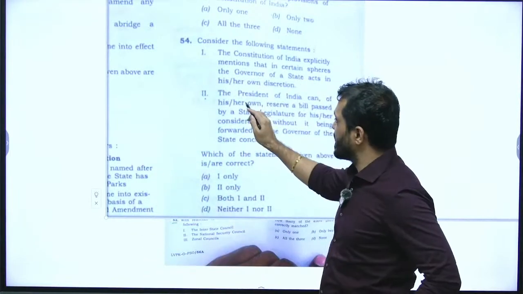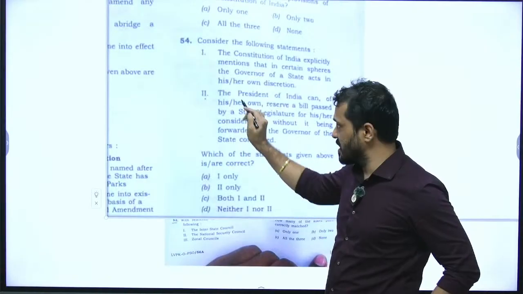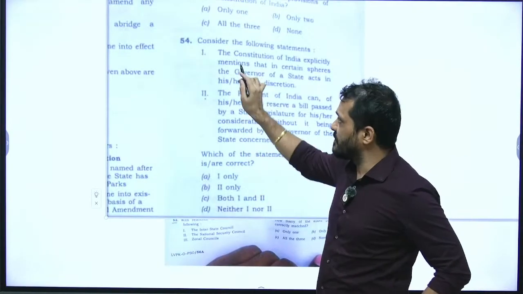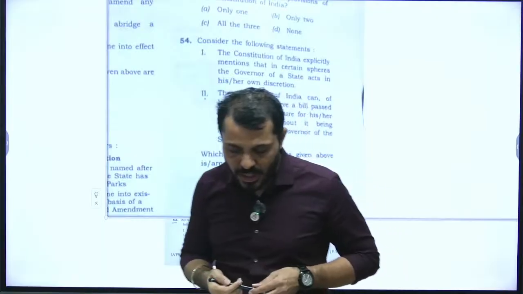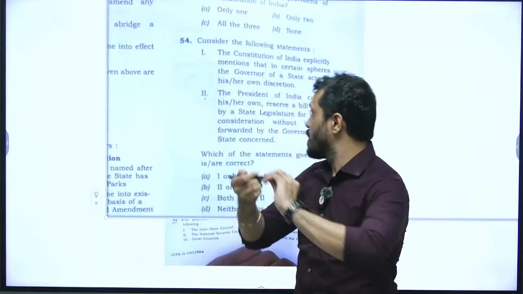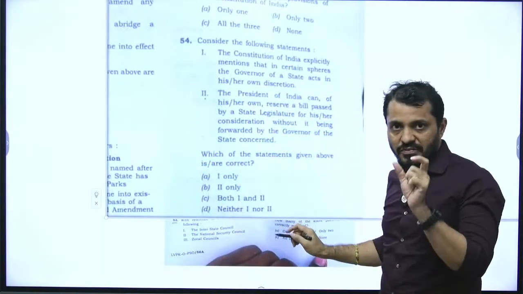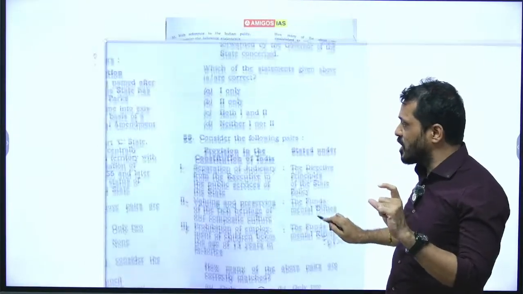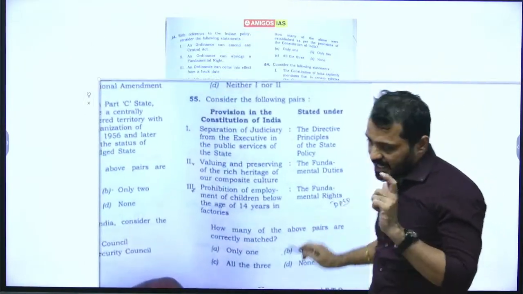But that special condition is not mentioned here. That is the reason this statement is incorrect, and the first statement is the right one. So 54 is one only. That is, the Constitution of India clearly mentions discretionary powers of the governor under certain conditions.